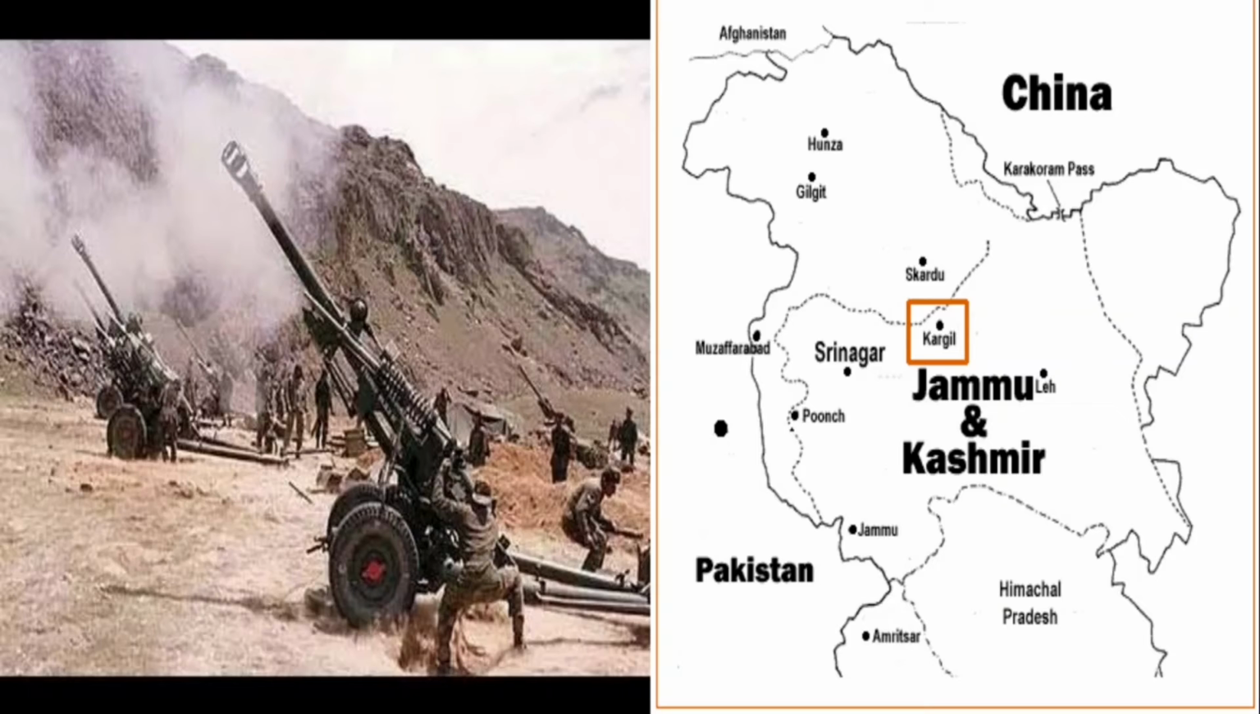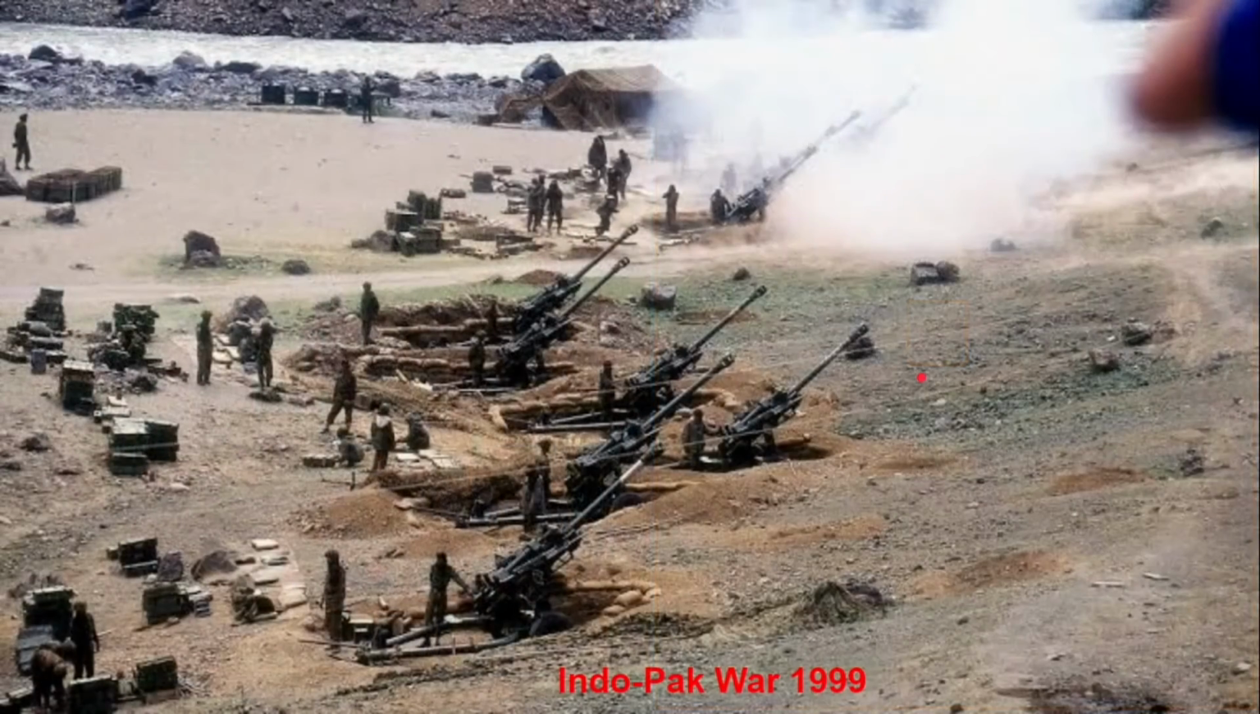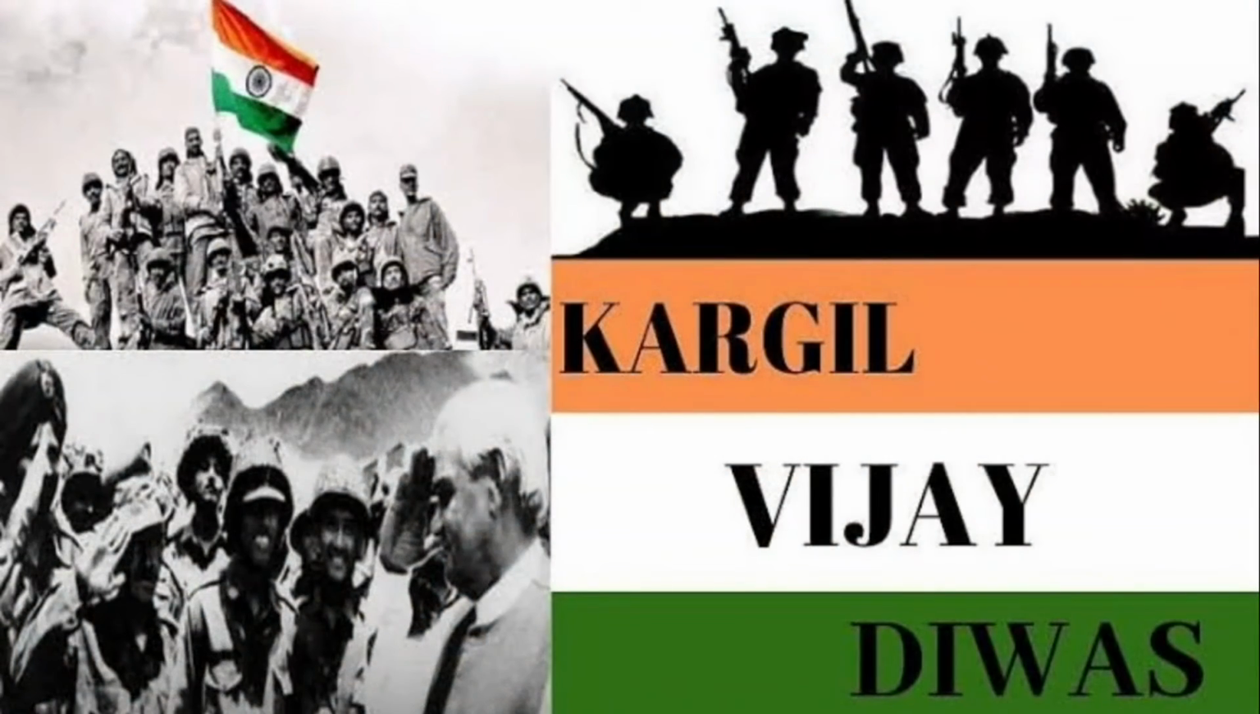The Kargil War, also known as the Kargil conflict, was an armed conflict between India and Pakistan that took place between May and July 1999 in the Kargil district of Kashmir and elsewhere along the line of control. Here we can see the location of Kargil. In India, the conflict is also referred to as Operation Vijay, which was the name of the Indian operation to clear the Kargil sector.